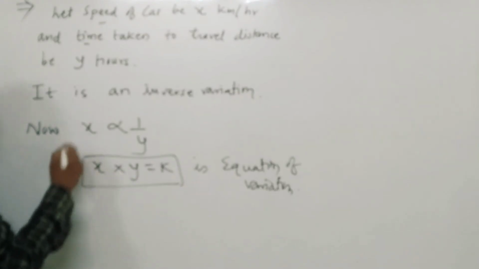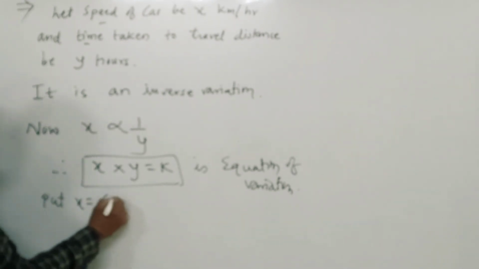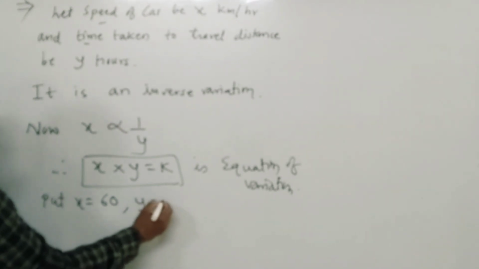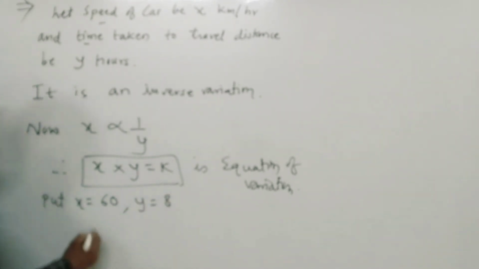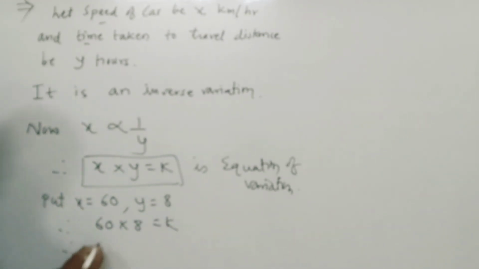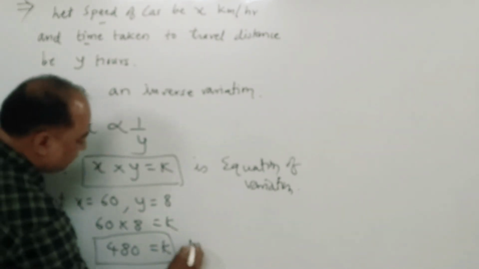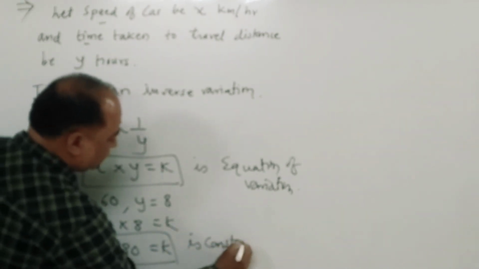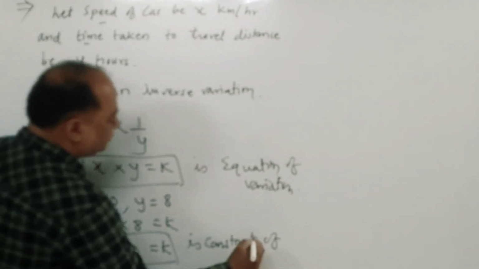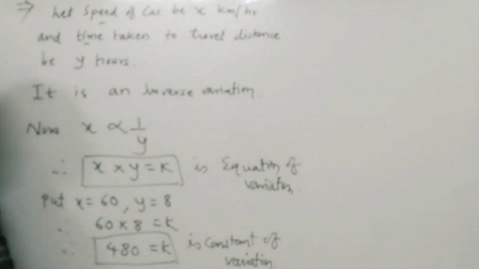Now put x equal to 60, the speed of the car, and the time taken to cover the certain distance is 8 hours. Therefore, 60 into 8 is equal to k. 6 eights are 48, so 480. k is equal to 480, the constant of variation.